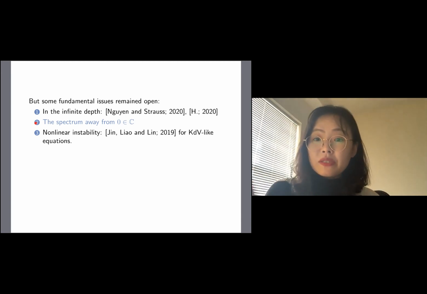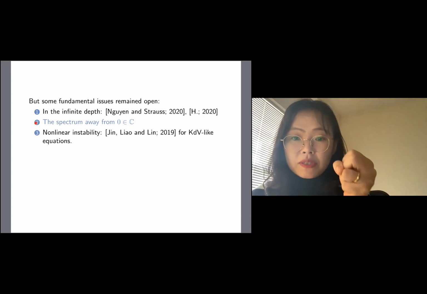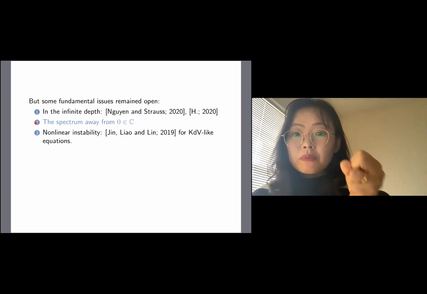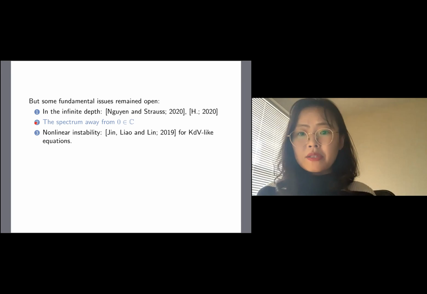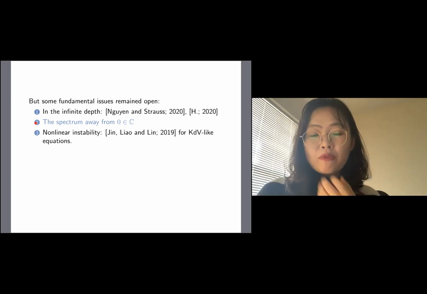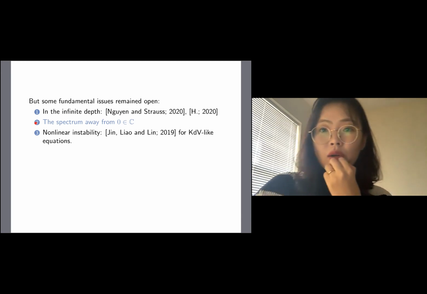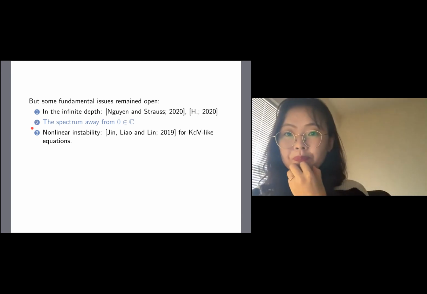The proof of Bridges and Mielke is targeted at the origin of the complex plane, and it provides no information about what's happening a bit away from the origin. And this talk is about this item number two.